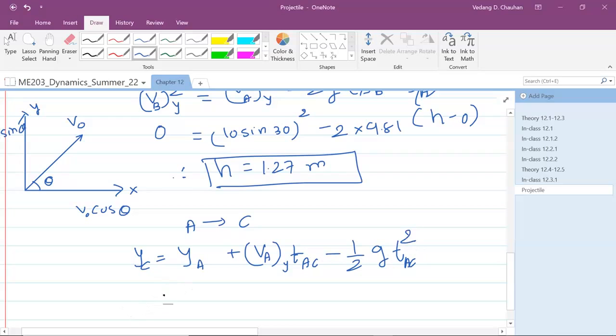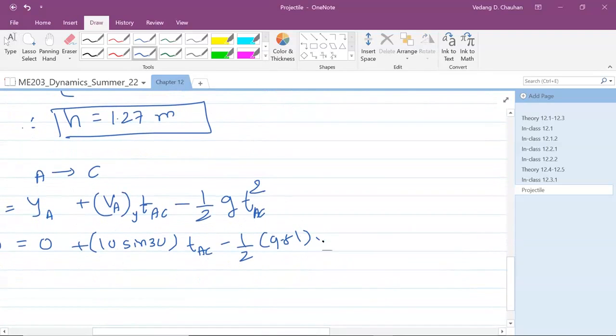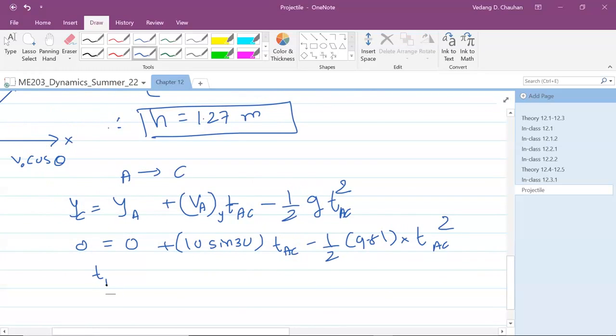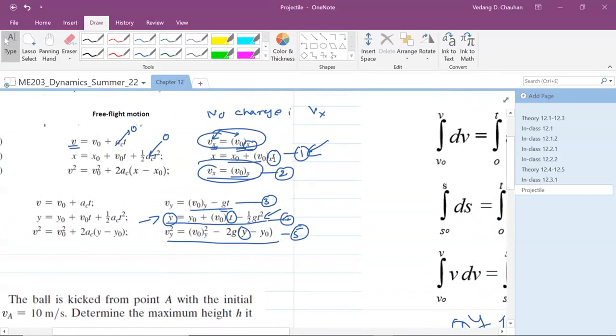In this equation, both ya and yc are the same, so we can say 0 equals 0. Vay is 10 sine 30. TAC is unknown. Gravity is 9.81. Make sure that you do not submit a negative number for gravity here, because we already have considered the negative sign in the equation. So do not put negative one more time. Multiply by TAC square. From this equation, we can calculate the value of TAC, which is 1.0194 seconds.